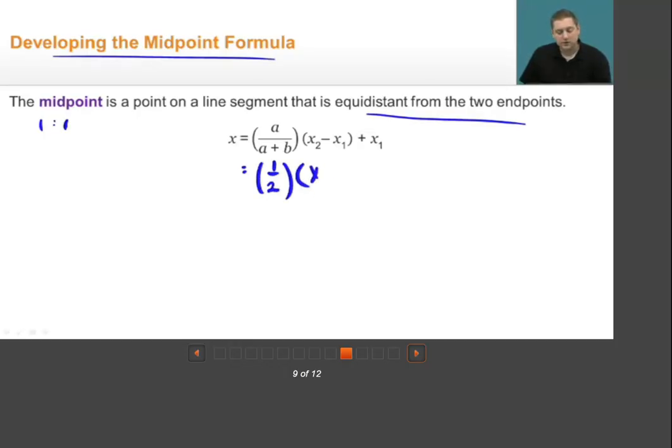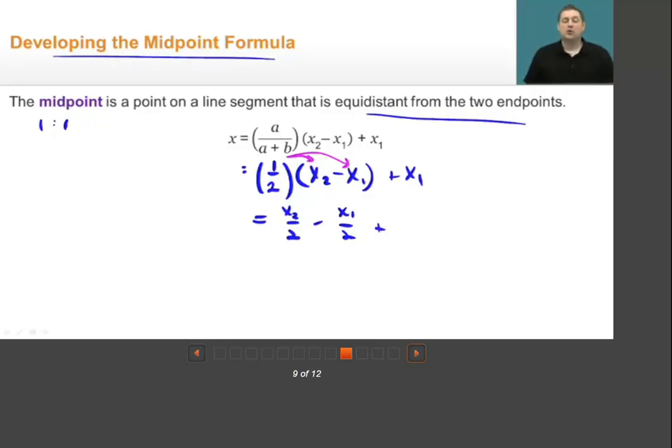So what I'm actually doing is taking 1/2 times the difference of x sub 2 minus x sub 1, and then adding x sub 1. So let's go ahead and use the distributive property. Multiply through, and we're going to get 1/2 of x sub 2, or x sub 2 over 2, minus x sub 1 over 2.